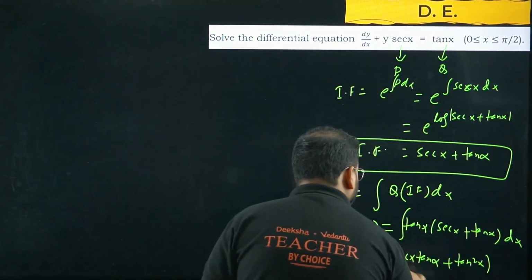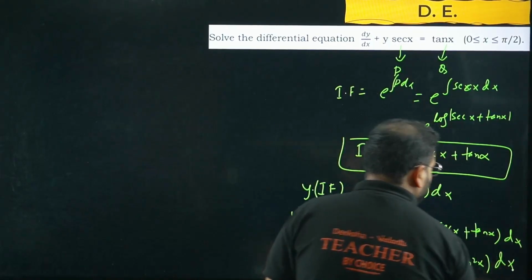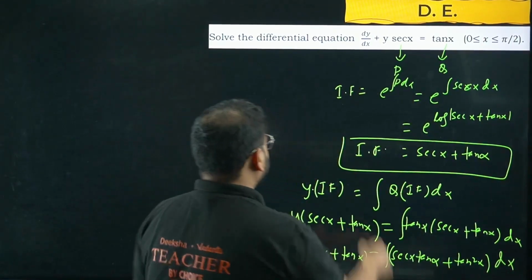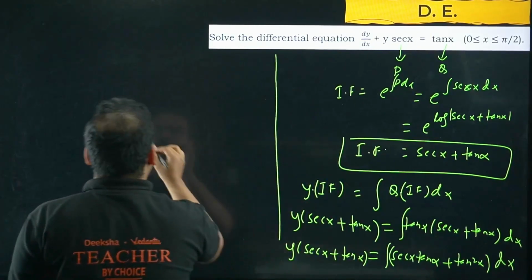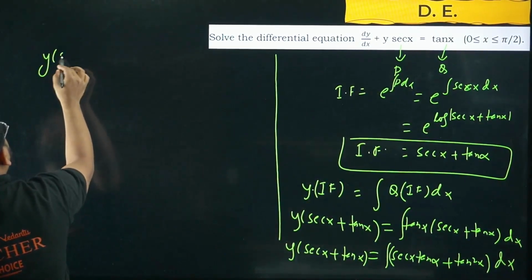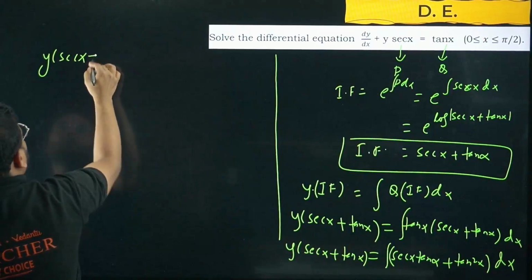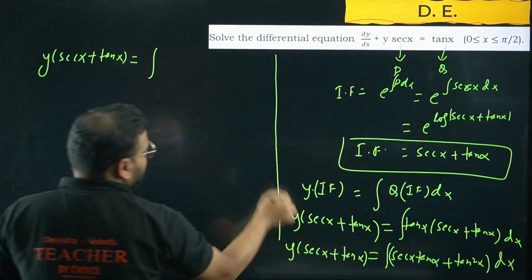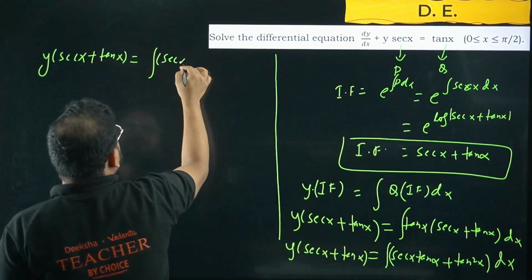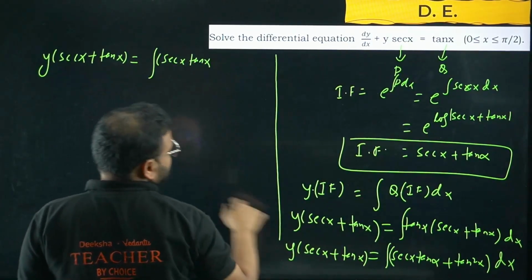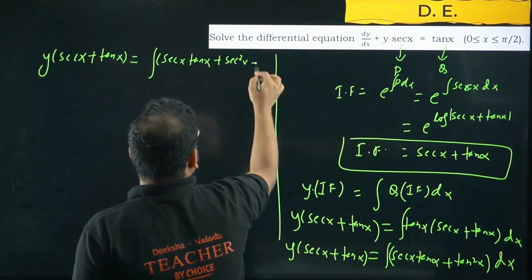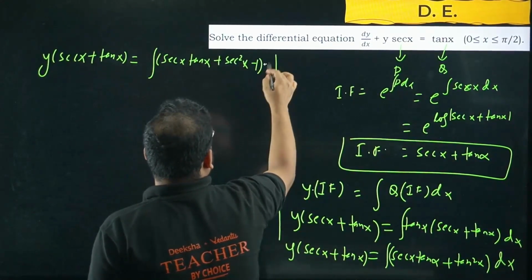In the bracket I can put dx. Okay, we'll write tan square in terms of sec square because we'll have an easier formula for integration. Please check. So this whole thing will become y times of sec x plus tan x equals the integral of, I have first one as simply sec x tan x, and this tan square becomes sec square x minus 1. And of course we have dx.